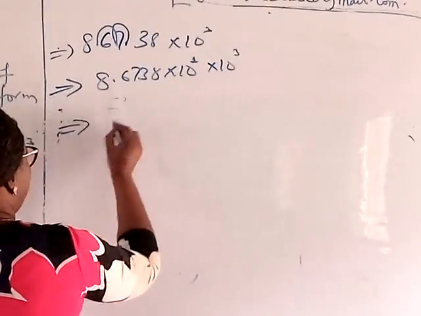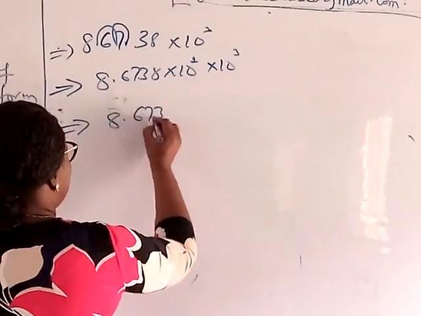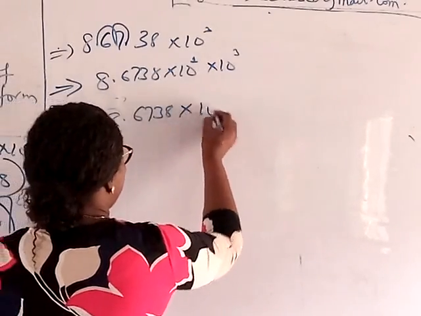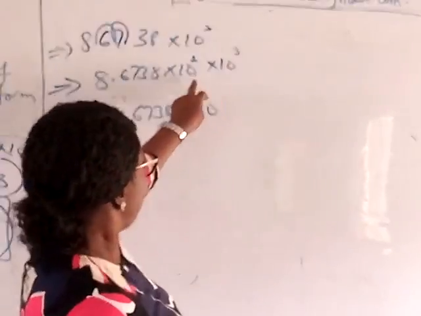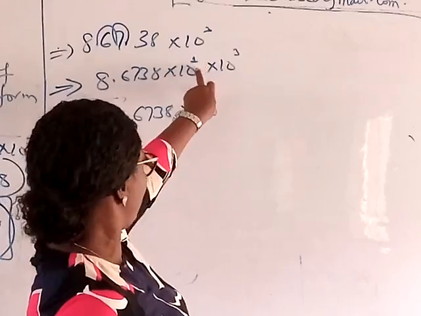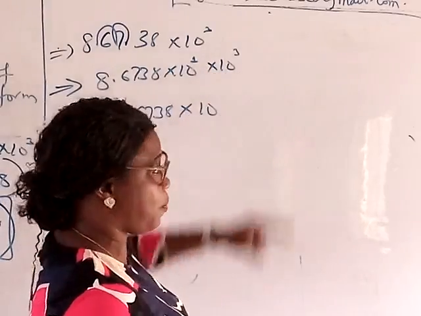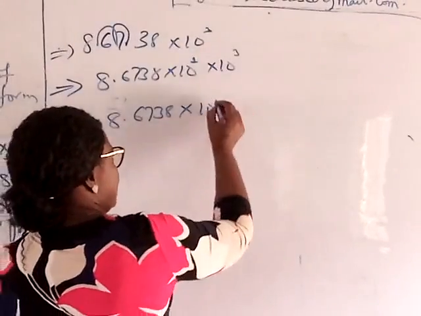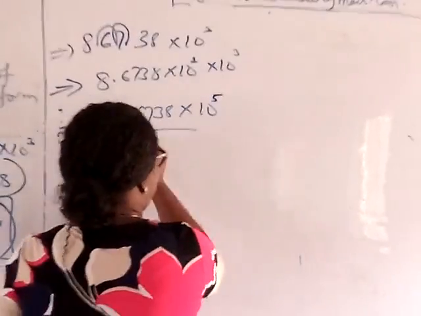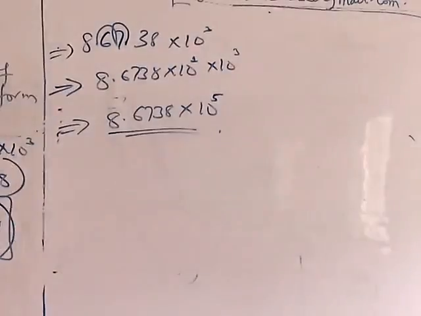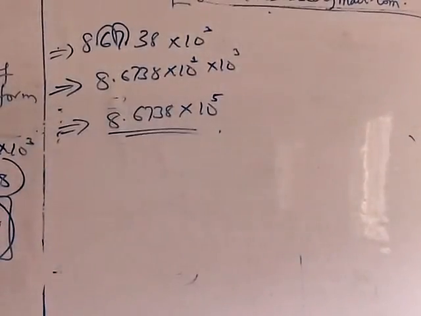And so we are left with 8.6738 times 10 raised to power. Under laws of indices, when you have multiplication and you have powers like this, you add the powers. So 2 plus 3 giving us 10 raised to power 5. And that's our final answer. So that is that on addition of numbers in standard form.